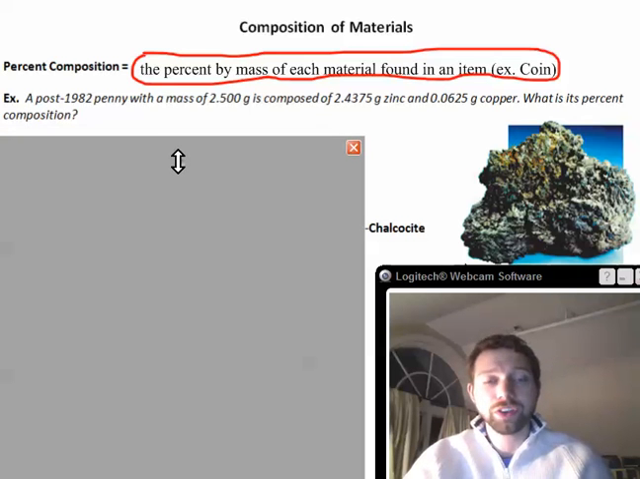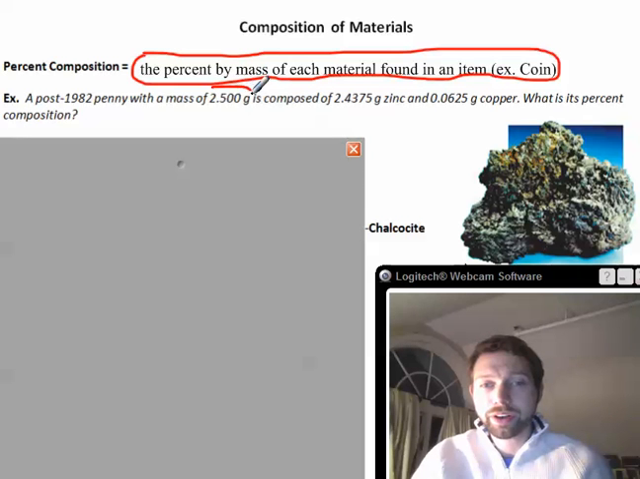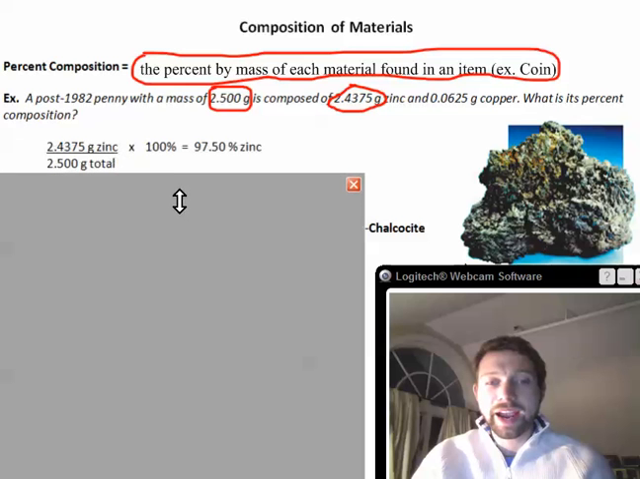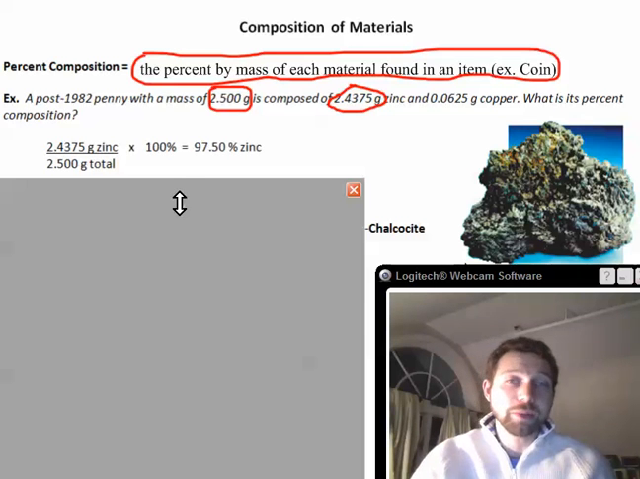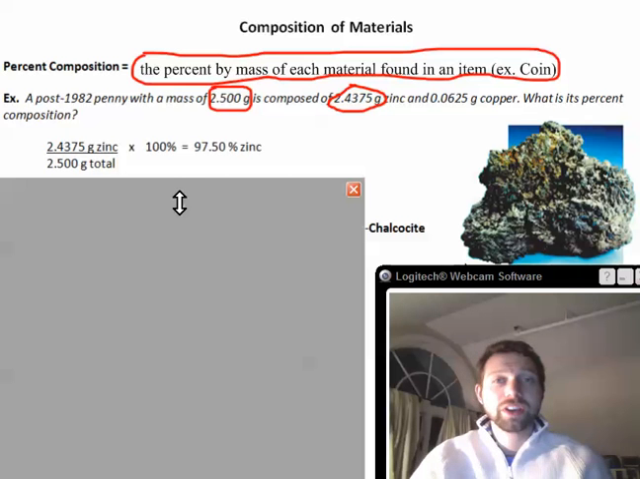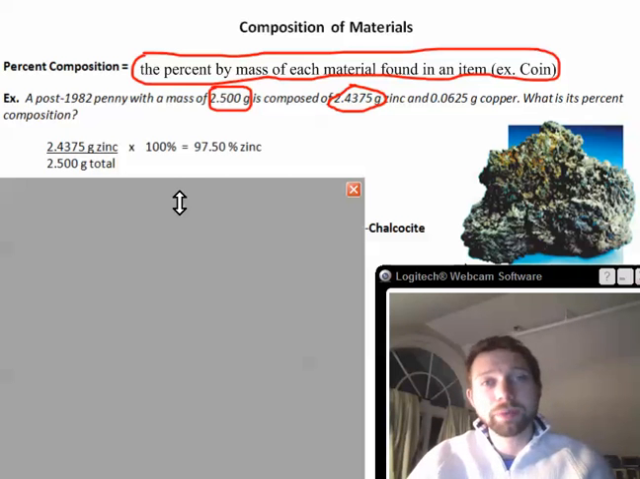So the first thing to do is you're going to take the zinc and you're going to divide it by the total. Now what's the total? The total is 2.500 grams. What's the zinc? 2.4375. So you're going to take those two numbers and divide them, and you press that in on your calculator, and you actually get a decimal. My fault, you wouldn't get a percentage. You get a decimal. To get a percentage after that, you'd have to multiply it by 100.